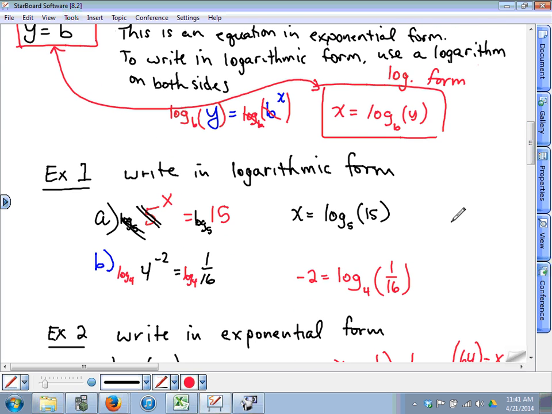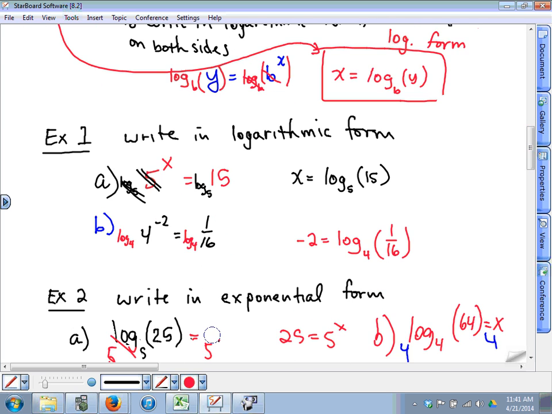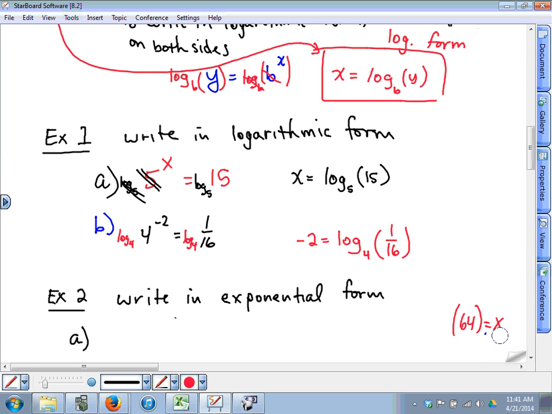What if it's already in logarithmic form? We're going to go backwards now. So here's example 2. Write in exponential form. You ready? Log base 3 of 9 is equal to x. That's in logarithmic form already. You need to write that in exponential form.